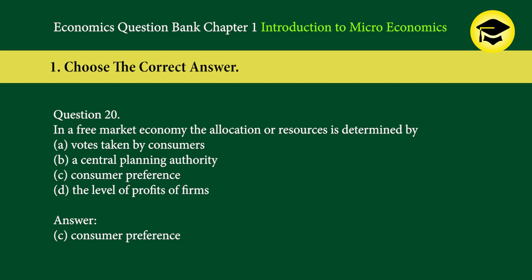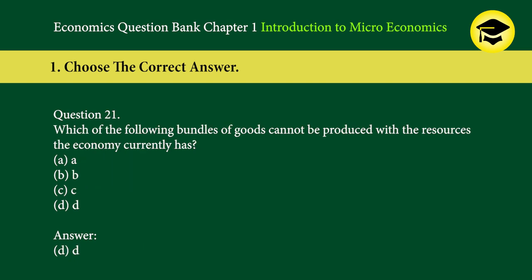In a free market economy, the allocation of resources is determined by A. Votes taken by consumers. B. A central planning authority. C. Consumer preference. D. The level of profits of firms. Answer C. Consumer preference.